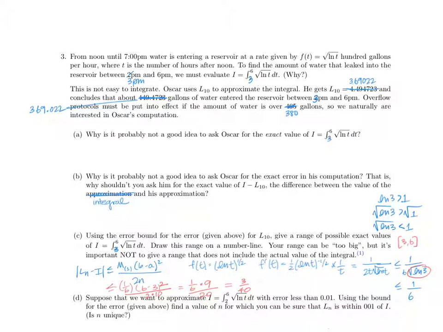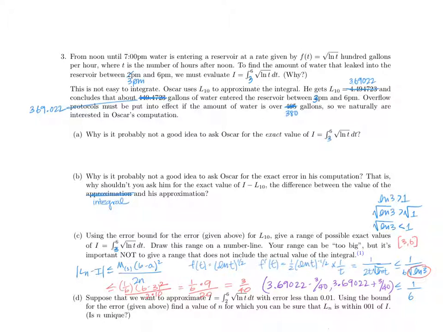We've been asked to give a range of possible exact values, and we're told from our calculations that our approximation is no further away from the exact value than this. So that means that the smallest the exact value can possibly be is our approximation minus 3/40, and the largest it can possibly be is our approximation plus 3/40. So there's the interval written down.